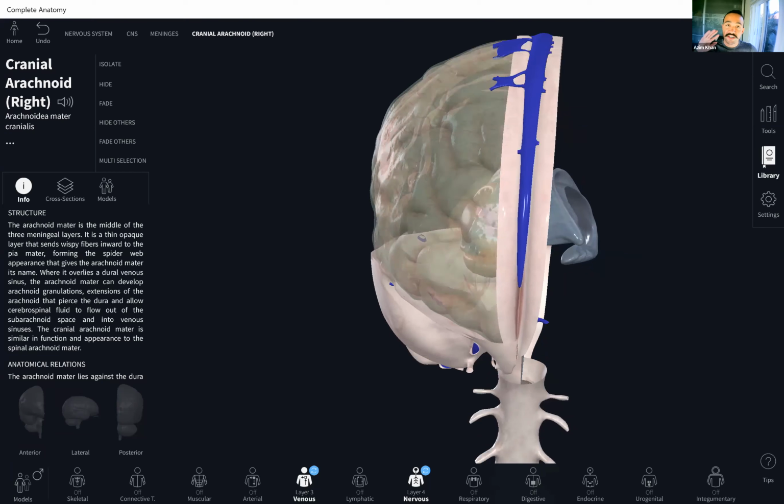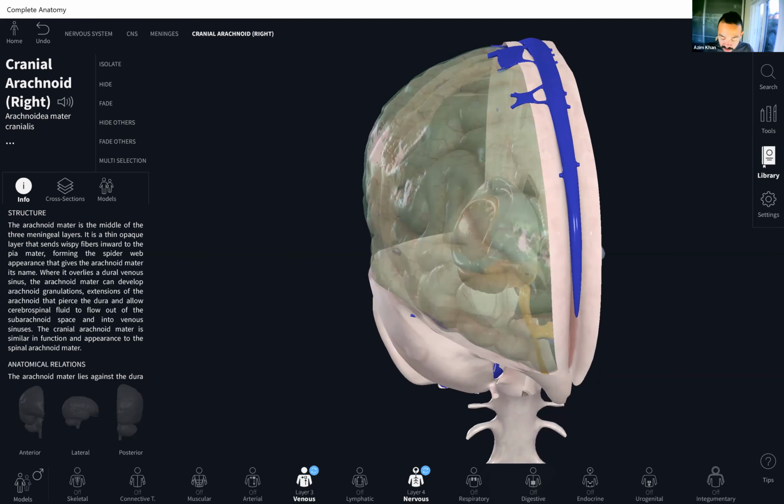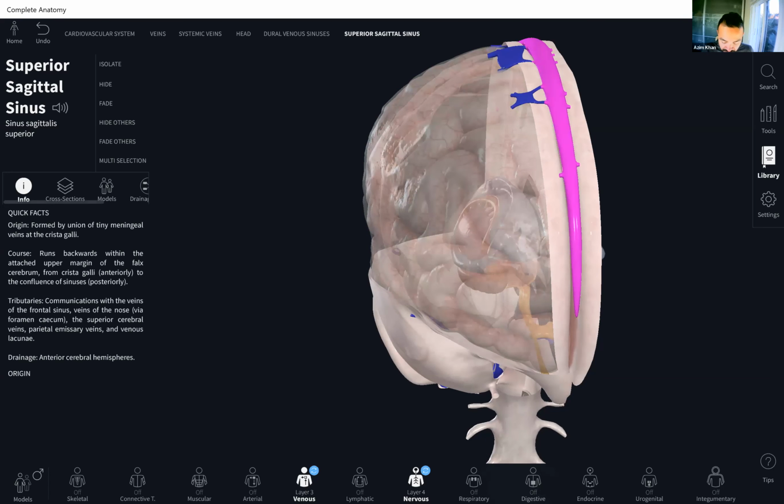Arachnoid mater is a thin film covering the brain. You can see blood vessels underneath it. There are little arachnoid villi that we can actually point out in a better model besides this, that will drain into the dural venous sinuses.